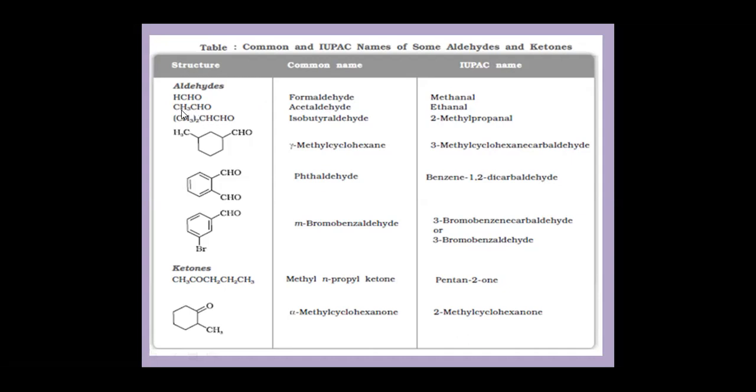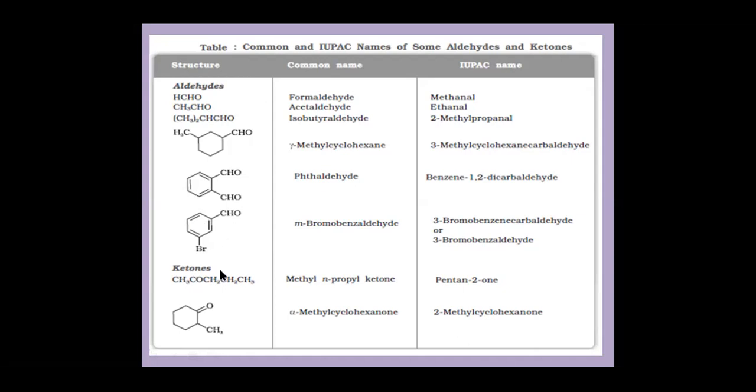Then acetaldehyde, CH3CHO: how many carbon atoms are there? Two carbon atoms are there. The root word is eth, the e of the alkane is replaced by al, so ethanal. And this is 1, 2, 3. At the second position a methyl group is there, so 2-methylpropanal. And this is 1, 2, 3. At the third position a methyl group is there, so 3-methylcyclohexane carbaldehyde. And this is 1, 2, that is benzene-1,2-dicarbaldehyde. And this is 1, 2, 3: 3-bromobenzaldehyde is the IUPAC name of this compound.